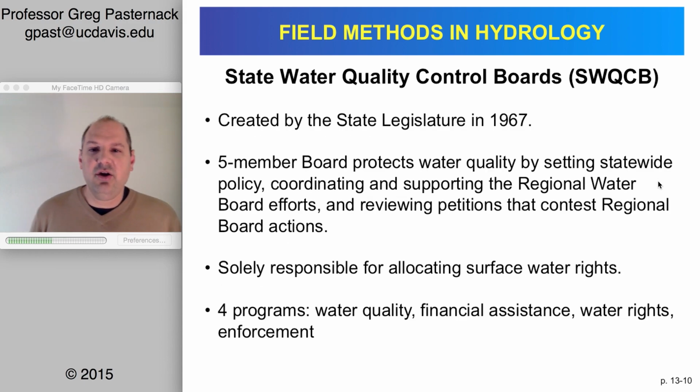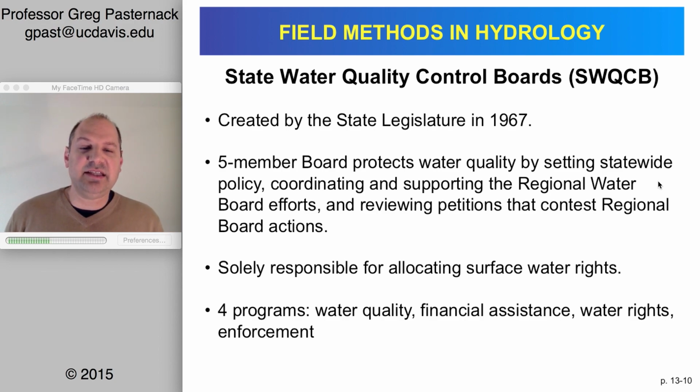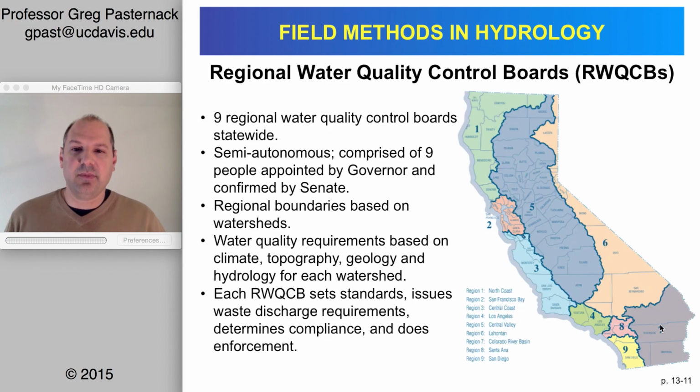Here in California, we have what's called the State Water Quality Control Board. This was created by the state legislature in 1967. It's a 5-member board that sets statewide policy, and then it supports what are called the Regional Water Quality Control Boards. It's also responsible for allocating surface water rights, and there are 4 programs for water quality, financial assistance, water rights, and enforcement. The Regional Water Quality Control Boards are really where a lot of things get done, and I've shown a map of California in those regions.